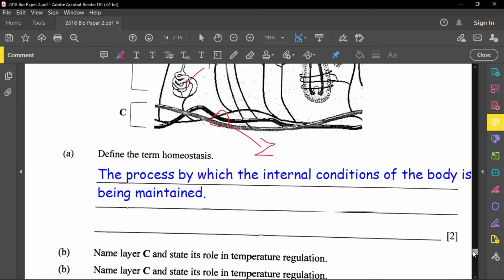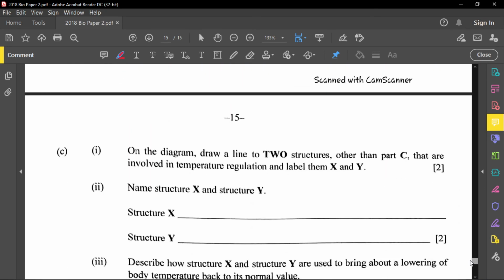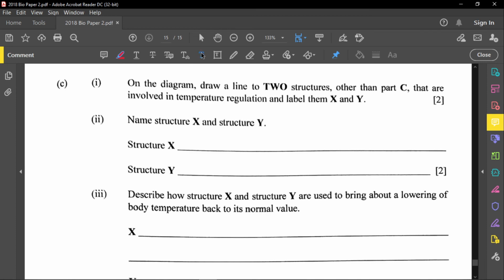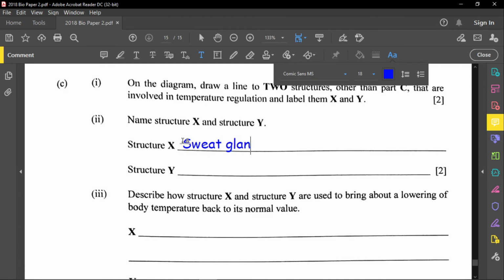All right, let's go down to the question they asked after that. It said, now name structure X and Y. I'm also going to name Z. Structure X, if you look, we have it as a sweat gland. That's the first one I labeled. Y is the hair. And Z, remember to put Z in as well, a little bit higher. Z was our blood vessels. I'm going to tell you why I put the blood vessel there.